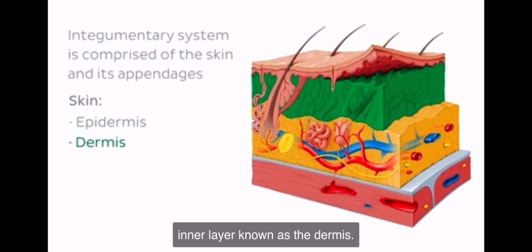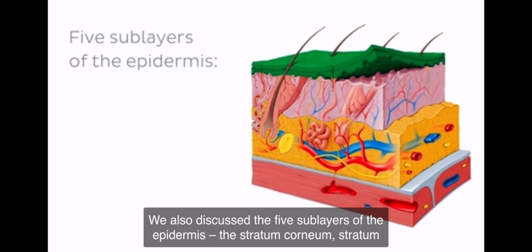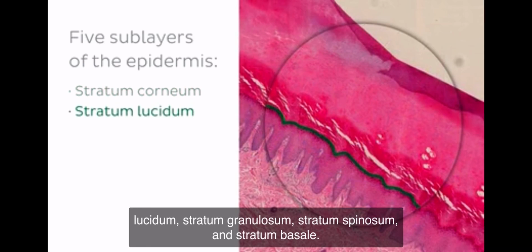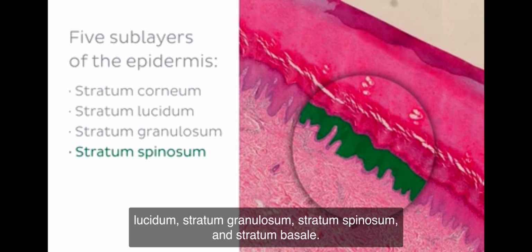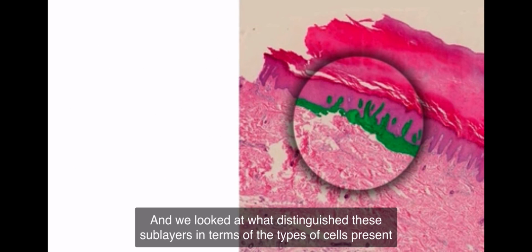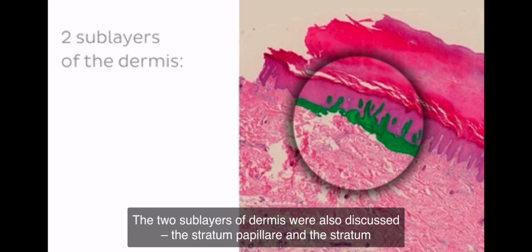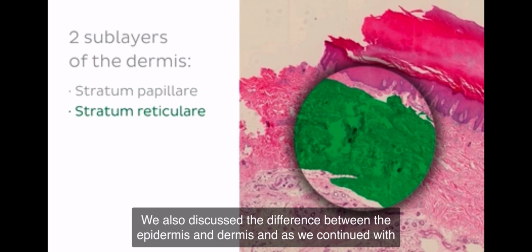known as the dermis. We also discussed the 5 sublayers of the epidermis: the stratum corneum, stratum lucidum, stratum granulosum, stratum spinosum, and stratum basale. And we looked at what distinguished these sublayers in terms of the types of cells present in them. The 2 sublayers of dermis were also discussed, the stratum papillary and the stratum reticulary. We also discussed the difference between the epidermis and the dermis.